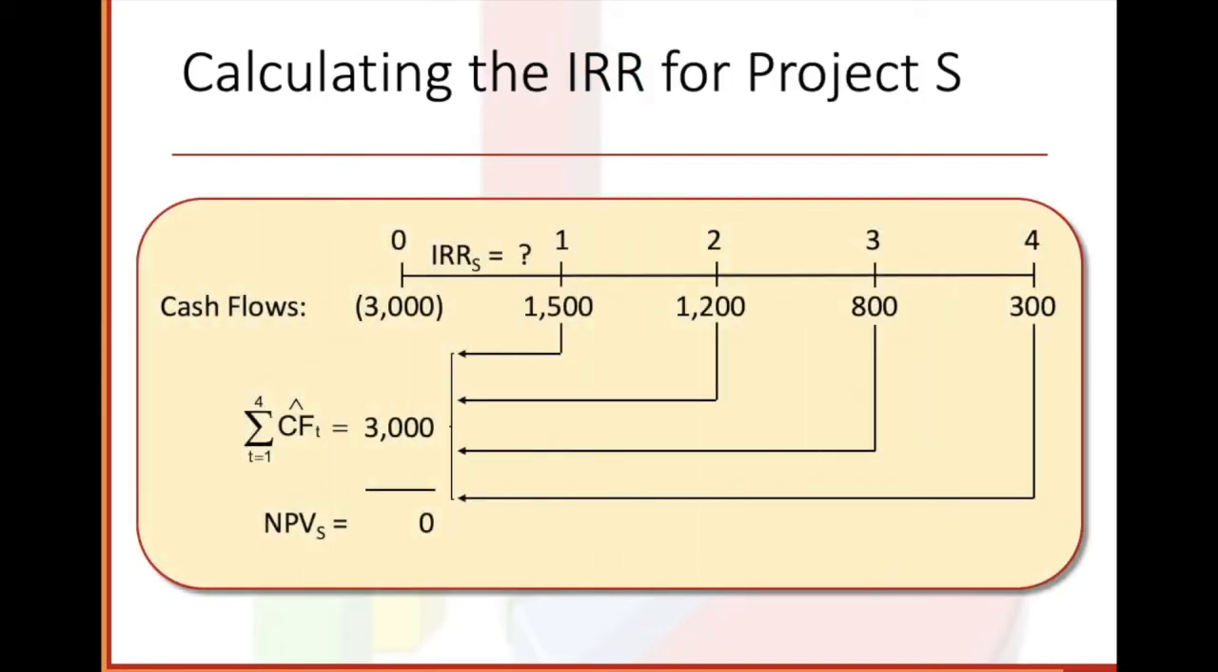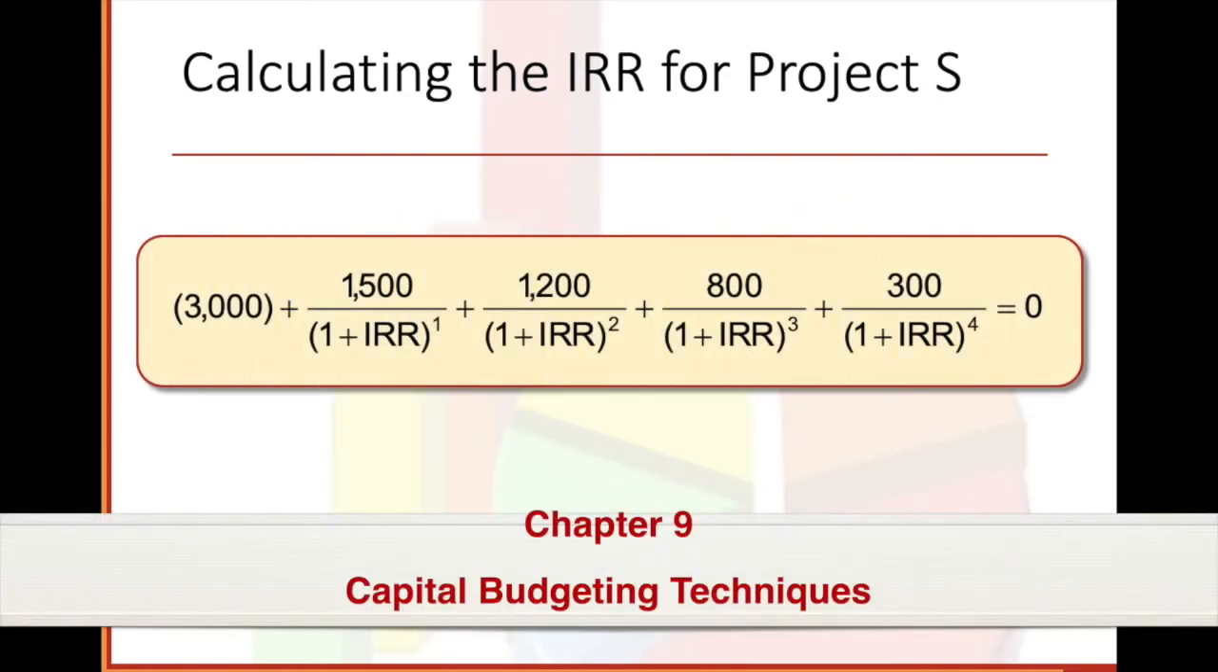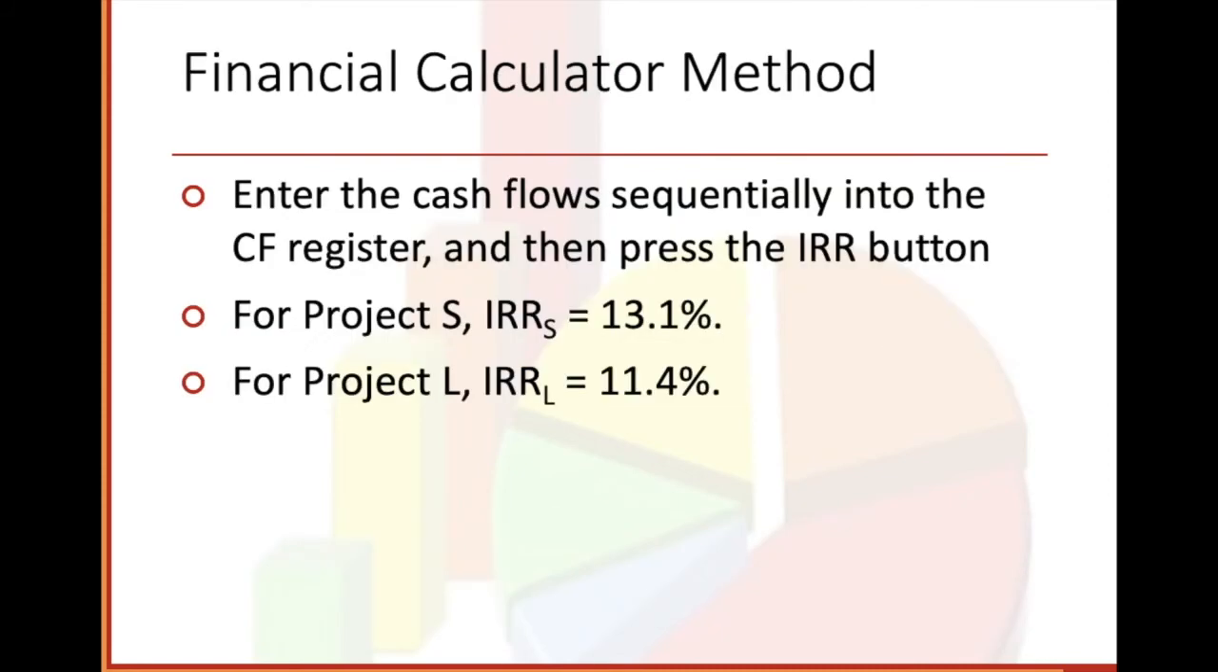Calculating the IRR for project S. So here we go: minus 3,000, 1,500, 1,200, 800, 300, such that net present value equals 0. That is minus 3,000 plus 1,500 for year 1, then year 2, year 3, year 4, and that equals 0. Financial calculator method: enter the cash flows sequentially into the cash flow register and then press the IRR button. So for project S, IRR equals 13.1%. For project L, IRR of L equals 11.4%.